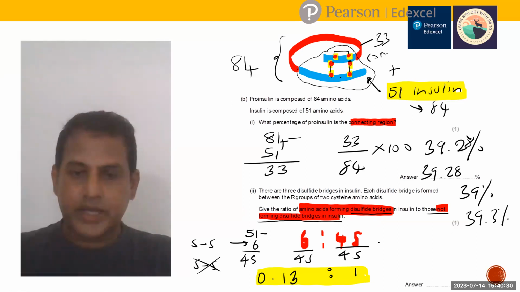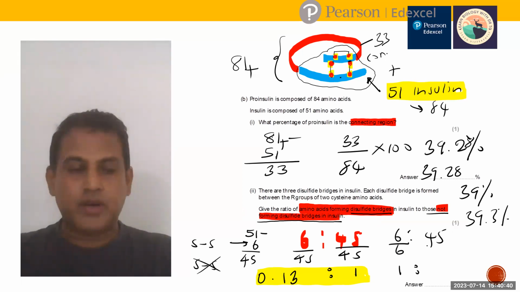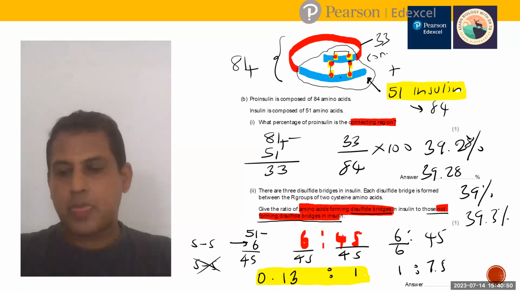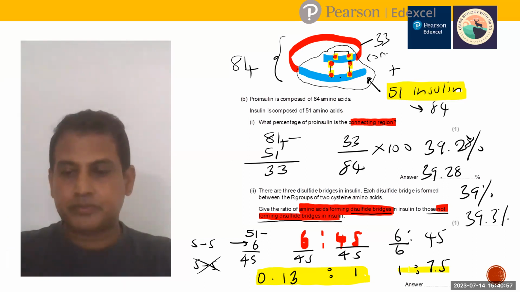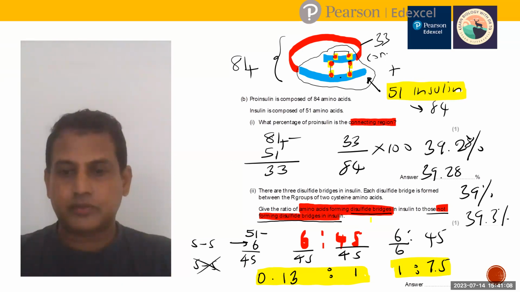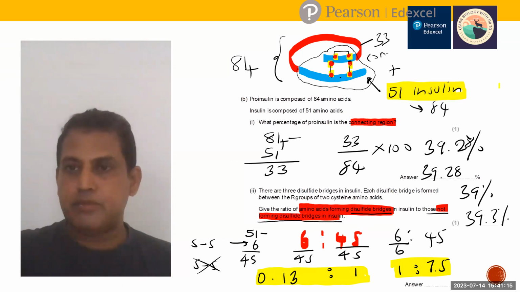As a result, one can also argue we can do it like this: 6 to 45. Then this side divided by 6 is 1, and 45 divided by 6, I use the calculator, is 7.5. Yes, one can also answer this way. So this is also a correct answer. Okay, let's proceed to the next questions of the same question, the other part, part C.